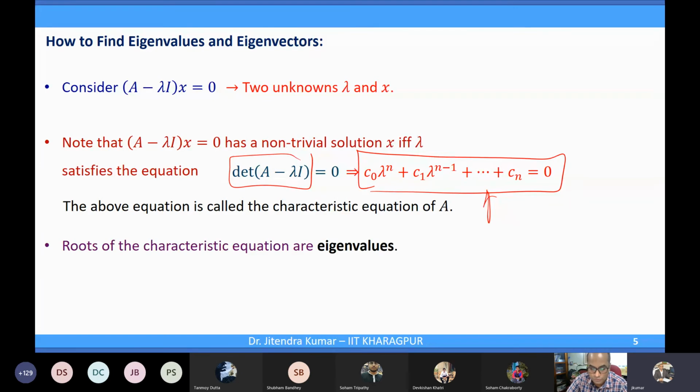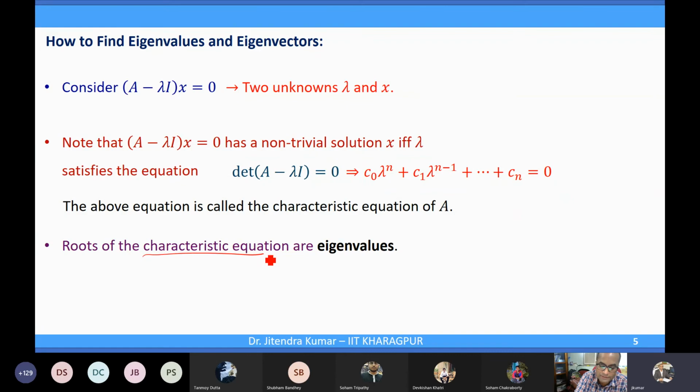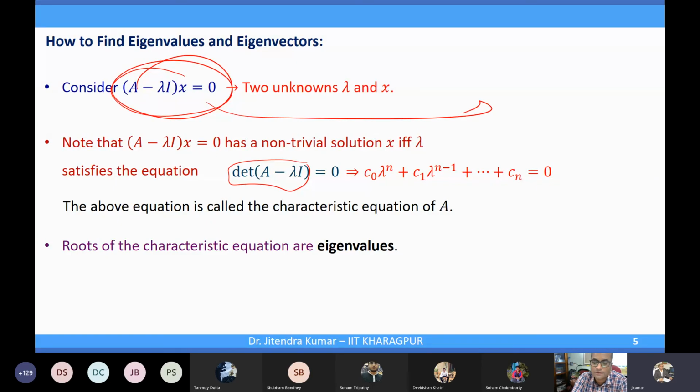Fine. So the roots of the characteristic equation are called eigenvalues. We already got eigenvalues out of this, right? We got eigenvalues from the characteristic equation, all possible lambdas which can make this determinant 0. And then corresponding to each lambda, we will solve this system of equations, A minus lambda I x equal to 0.